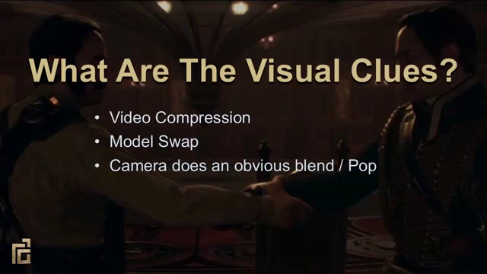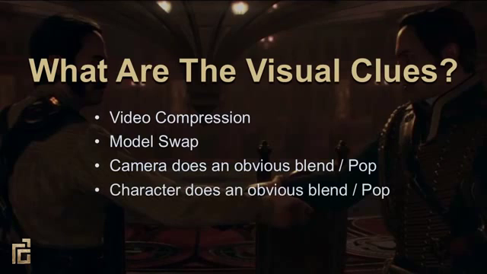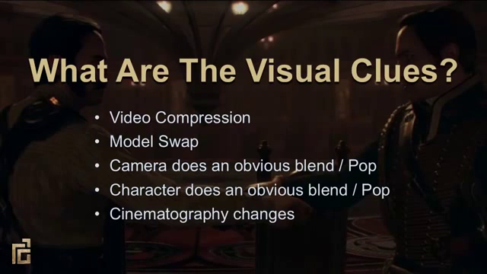Obvious blends of the camera swinging into position or bad camera transitions also become recognizable indicators that the game has switched modes. And like cameras, obvious blends on the character also give away the illusion. And the last major difference is in the way that cinematics and gameplay are shot, and this will include lens choices, framing, and camera movement.